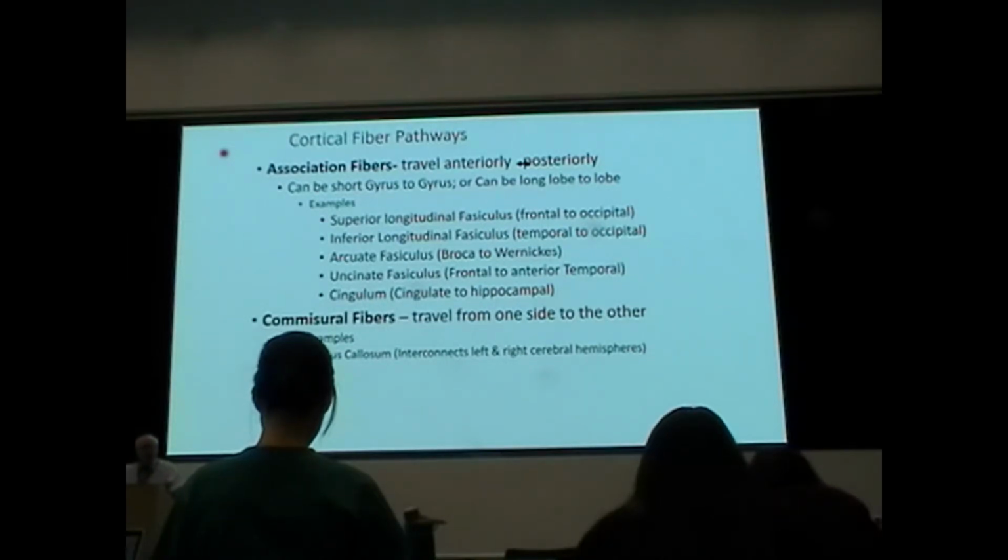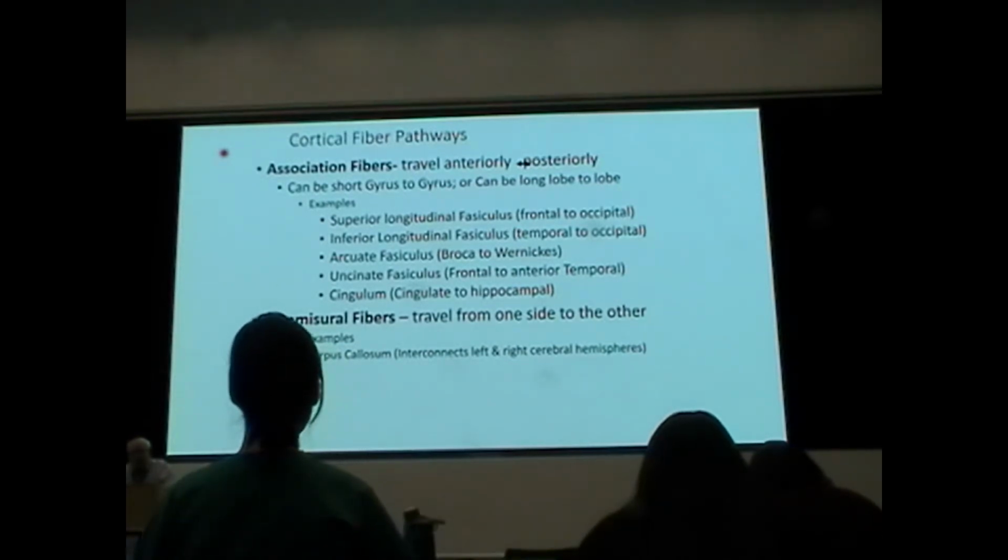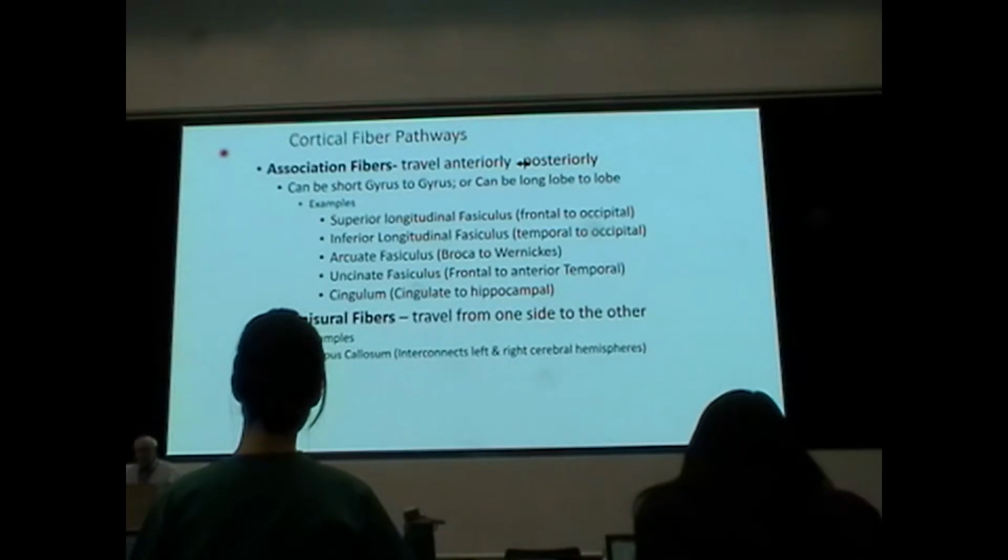Uncinate fasciculus, the uncus, is that little tip of the parahippocampal gyrus. So that is all very far forward, receives fibers from the frontal lobe, which is emotional cortex, which makes sense, to the area of the anterior temporal lobe. And in the anterior temporal lobe, a little bit more when we look at the sense of smell, there are areas such as the amygdaloid nucleus and the piriform nucleus associated with things like the sense of smell. And then the cingulum, to the hippocampus.